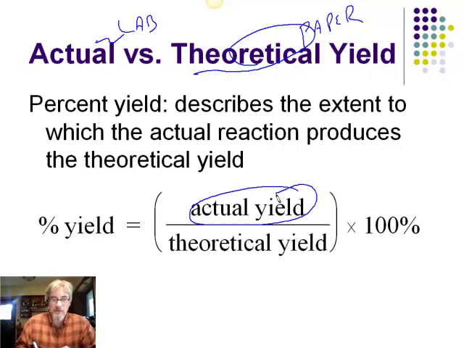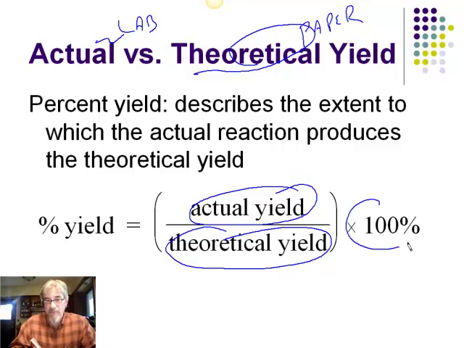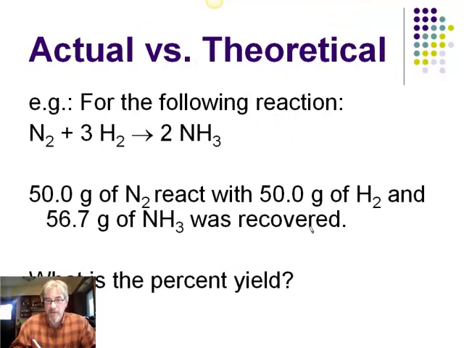Mathematically, here's what it looks like. Percent yield is the actual yield, the smaller number typically, which you usually get in the lab, divided by the theoretical yield, which is the maximum amount that you calculate. And then, of course, you multiply it by 100 to get a percent. Like in this reaction, you have ammonia being produced by the reaction between nitrogen and hydrogen. Balanced chemical equation is given here. You have 50 grams of each, nitrogen and hydrogen, and you get 56.7 grams of ammonia. The question is, what's the percent yield?